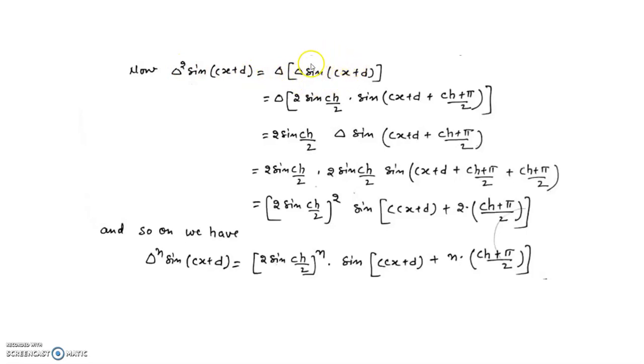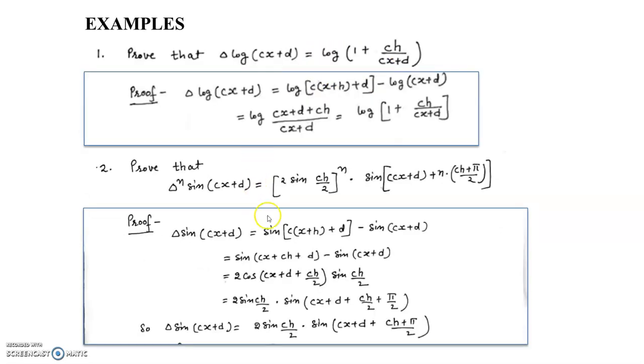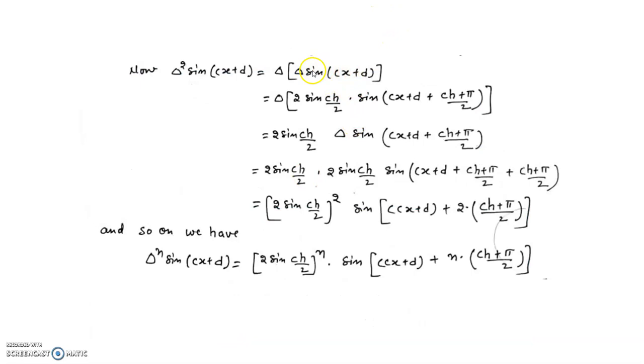Now within the bracket we have delta of sin(cx + d), whose value we can write from here. We will put its value in this equation. So now we have delta of 2 sin(ch/2), which is constant, so we'll write this constant outside the bracket, and then we have delta of sin(cx + d + ch + pi/2). Now what is delta of this whole term?